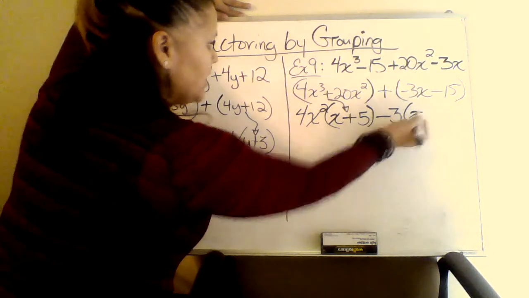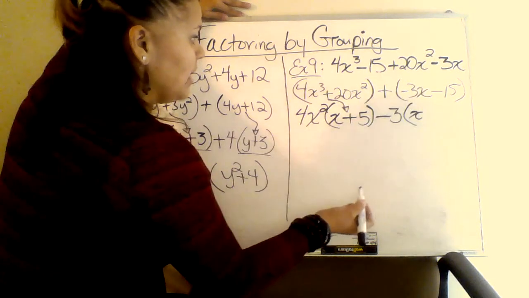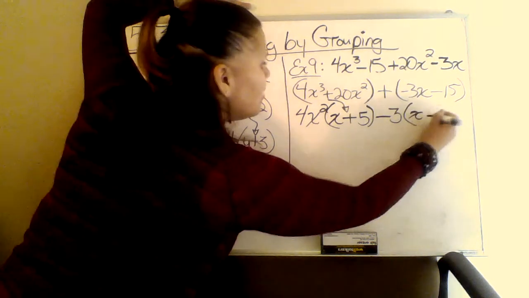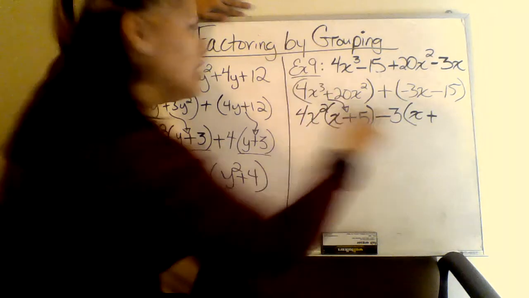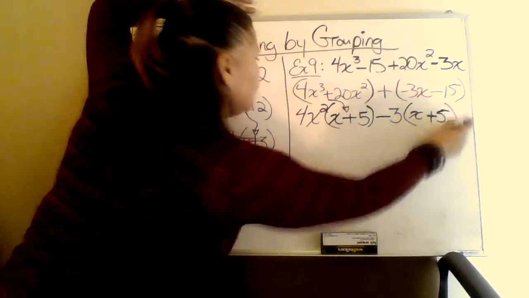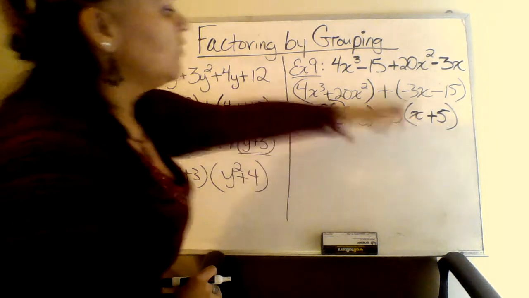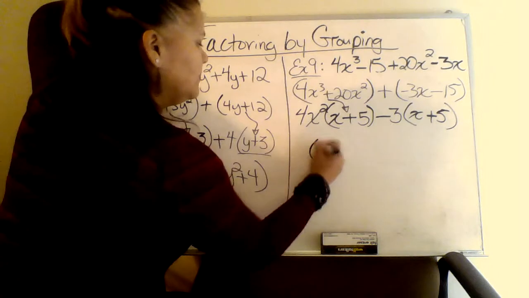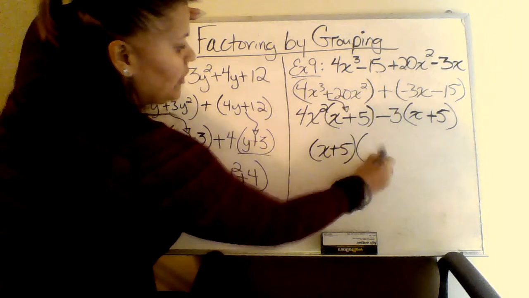Because negative 3 times x is negative 3x. And then I need another negative on the inside. So negative times positive gives you negative. And 3 times what gives you 15? 5. Oh, look at that. Another one in common. x plus 5, x plus 5. Let's pull it out.